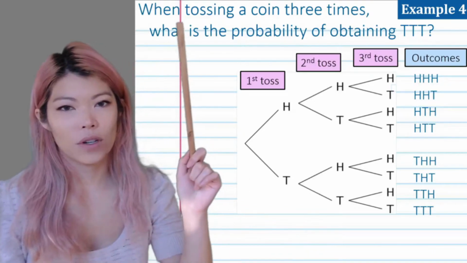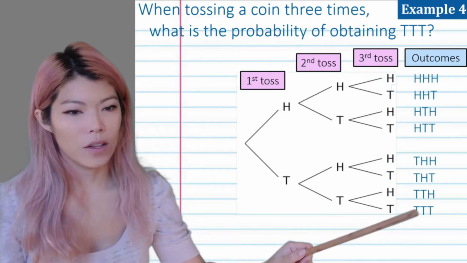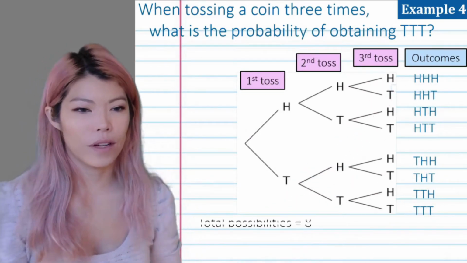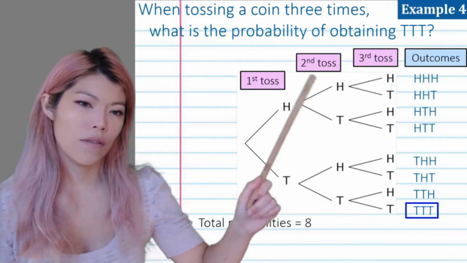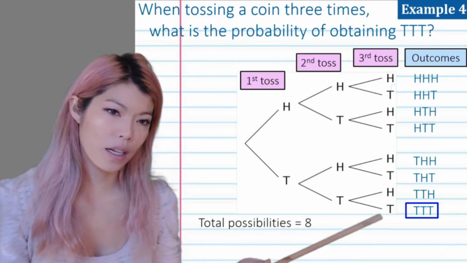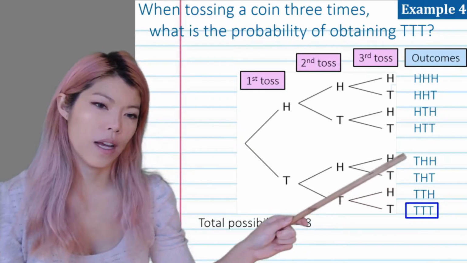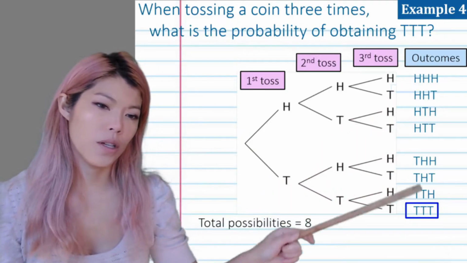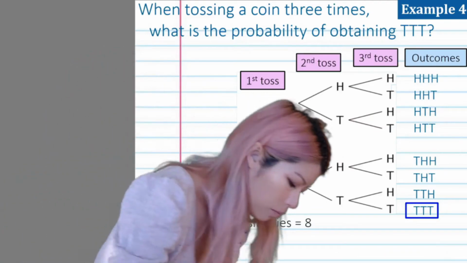So let's answer the question. What is the probability of obtaining 3 tails? So that one there out of 8. And you can always check if you've done your tree diagram probabilities correctly, because if that's 1 over 8, that's 1 over 8, 1 over 8, 1 over 8, and you add them all up, it should always add to 1.